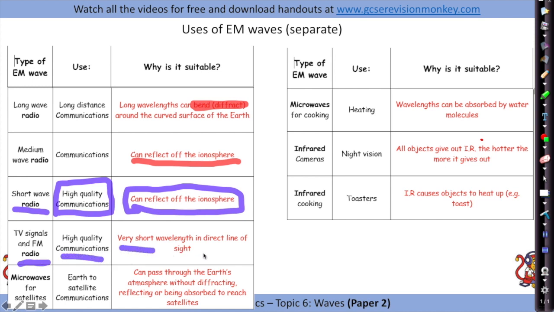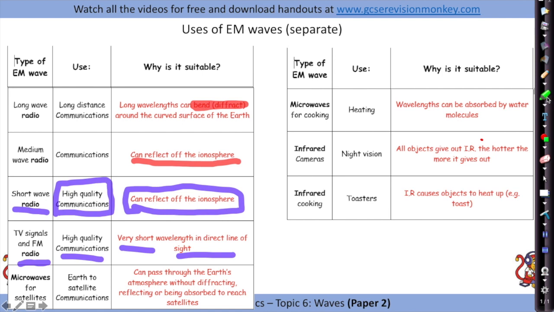Again, this is a very short wavelength and only works in direct line of sight, so you have to be able to see the tower broadcasting the signal, and won't work too well in valleys. Microwaves for satellites, so we can use Earth to satellite communications, and this is because it can pass through the atmosphere. It doesn't diffract, it doesn't reflect, and it's not absorbed by the water in the clouds there to reach the satellites.